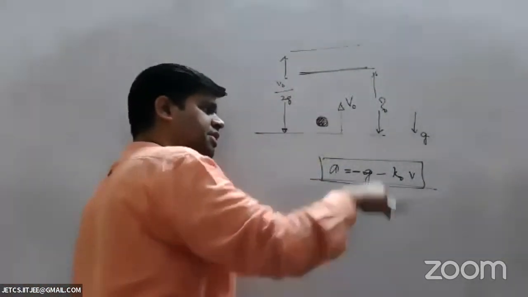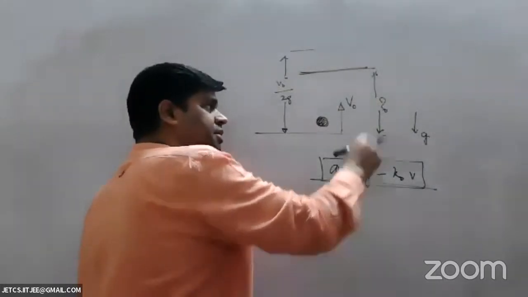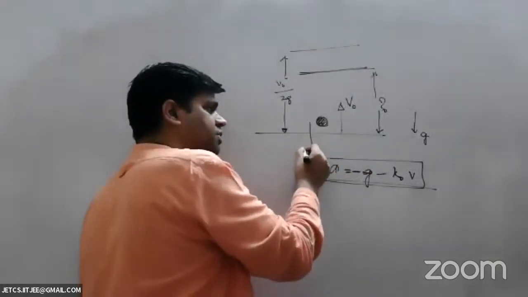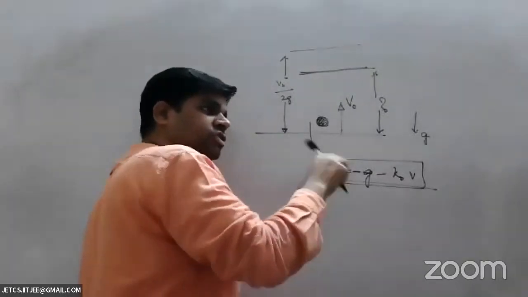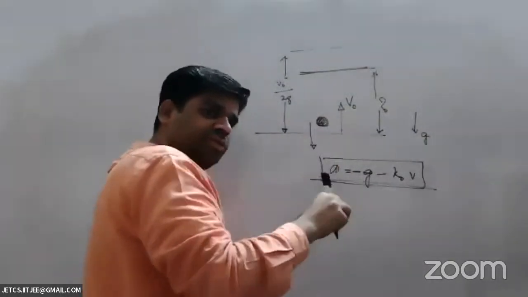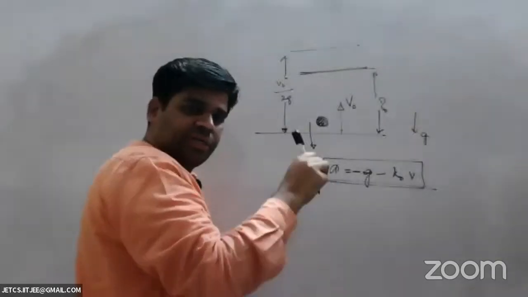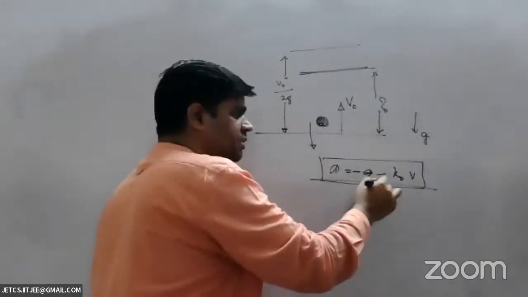Minus g కింద ఉంది. g కింద ఉంది. అందుకే negative g. kv కూడా కింద ఉంది. Drag force is also downward. ఆ ఫోర్స్ వల్ల రిటార్డేషన్ కూడా కిందనే ఉంది. యాక్సిలరేషన్ కిందనే ఉంది. సో రిటార్డ్ అవుతుంది పార్టికల్. సో మైనస్ g మైనస్ kv.